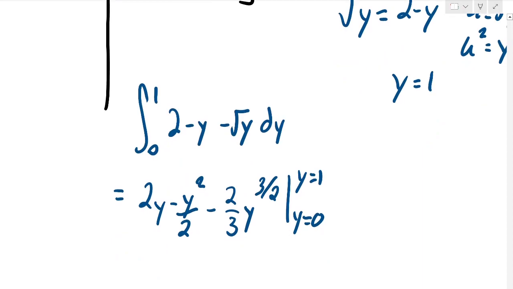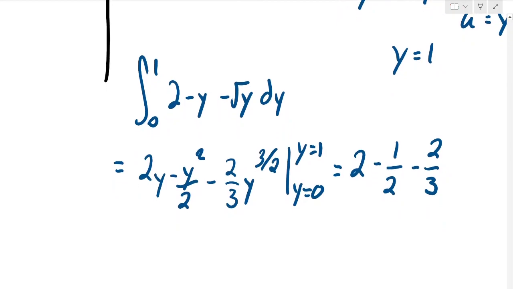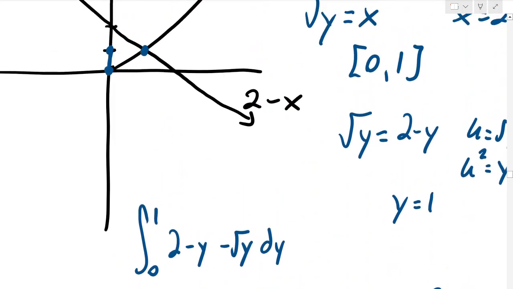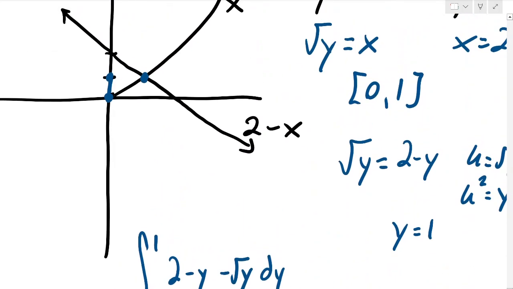See, I'm just so used to doing everything in terms of x that it's easy to just write down an x. So we get 2 minus 1/2 minus 2/3, and then everything else will be 0, right? So then you can simplify this. You should get 5/6 here, okay? So to recap, we are looking for the intersection point of the two functions, and then we're doing the rightmost function minus the leftmost function, okay?